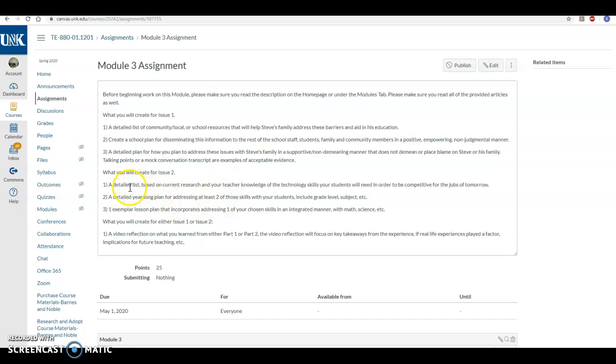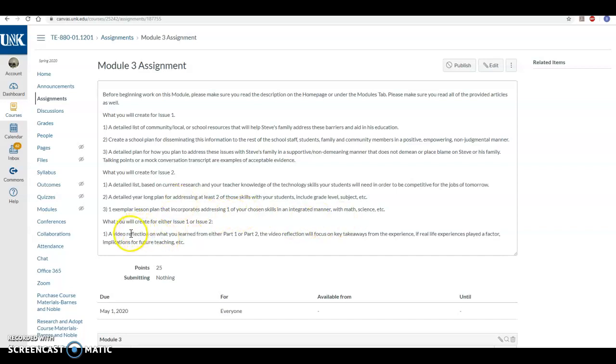For issue 2, a detailed list based on current research and your teacher knowledge of the technology skills your students need in order to be competitive for the jobs of tomorrow. If you look outside technology skills, at just the skills in general that students need, that's fine too. If you want to expand beyond just technology, that's fine. A detailed year-long plan addressing at least 2 of those skills with your students, including the grade level, subject, etc. And one exemplar lesson plan that incorporates one of your chosen skills in an integrated method, like you would incorporate with math, science, any subject. It doesn't have to be math or science. You pick that.